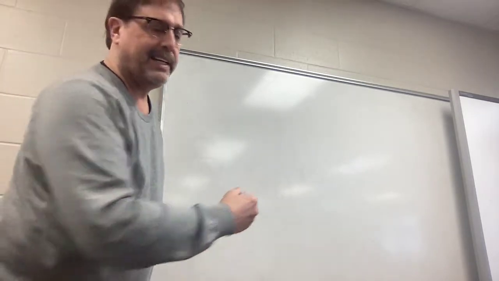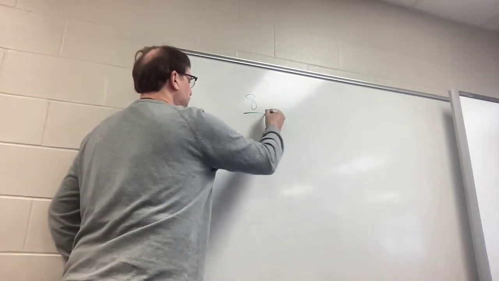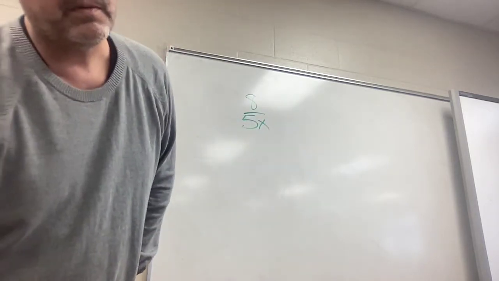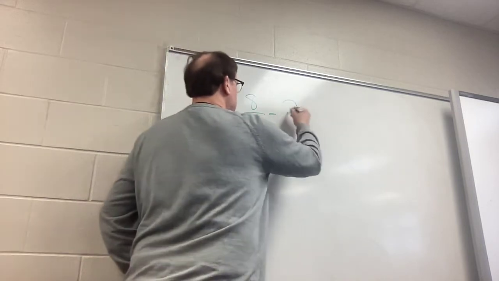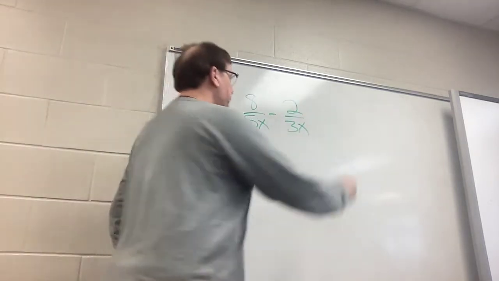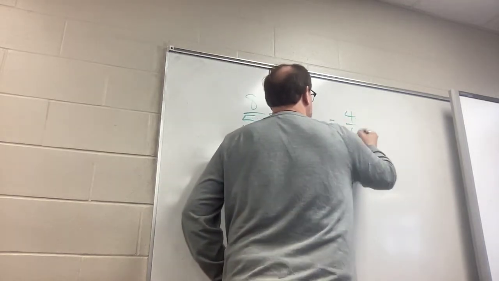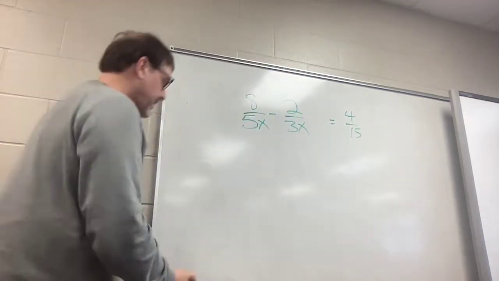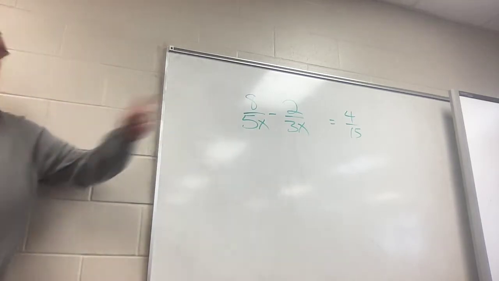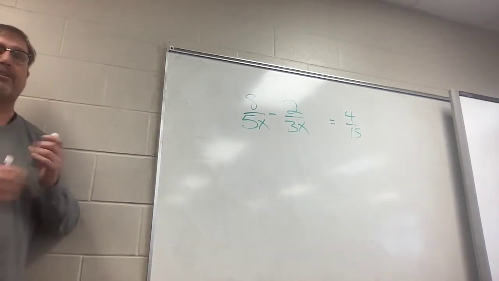Like letter E. We got 8 times 5 over 5x minus 2 over 3x. Let us pretend like we are just looking at common denominators. Jada, what's the number part of common denominators?